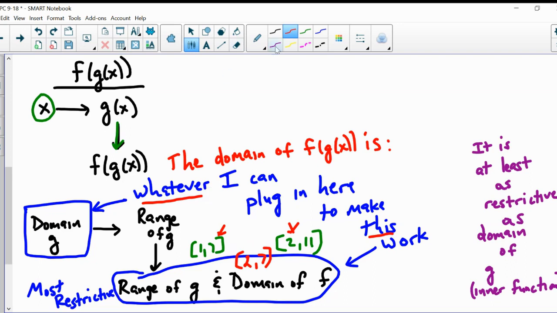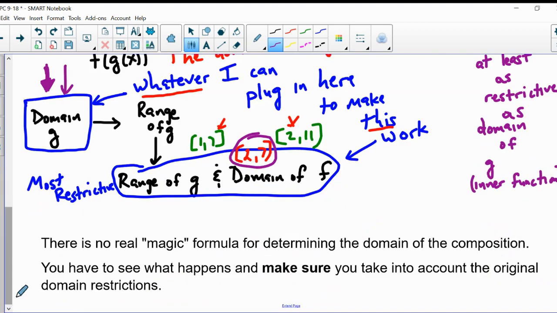Then what I do is I look at this function, g, and I say, what can I plug in here to make this the range of g? And whatever that is, that is my new domain. So whatever I can plug in here to make this work. So it's at least as restrictive as the domain of g. This is a good starting point, but it can be even more restricted than that.